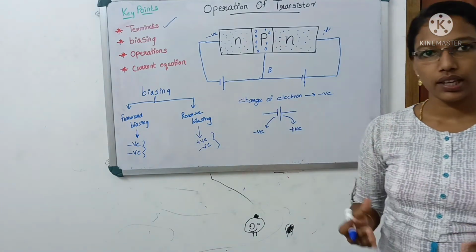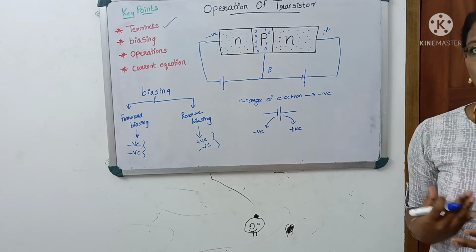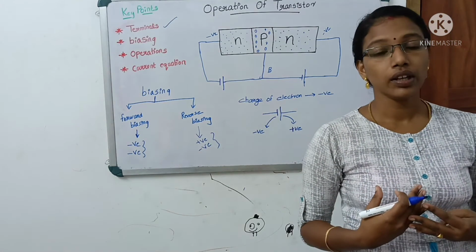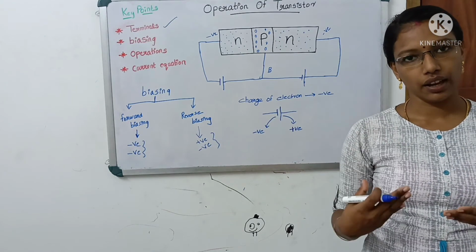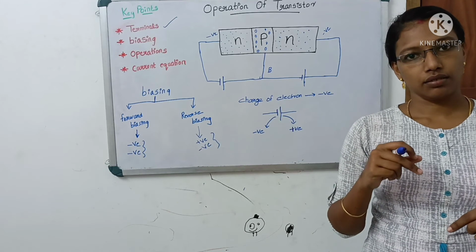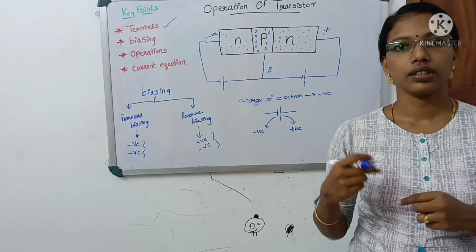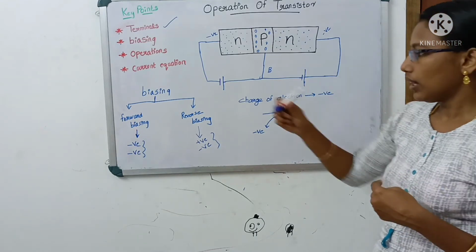Actually, biasing we studied in the diode, in the case of the PN junction diode. If you want the working of the PN junction diode, please comment in the comment section. Okay, so this is the biasing.